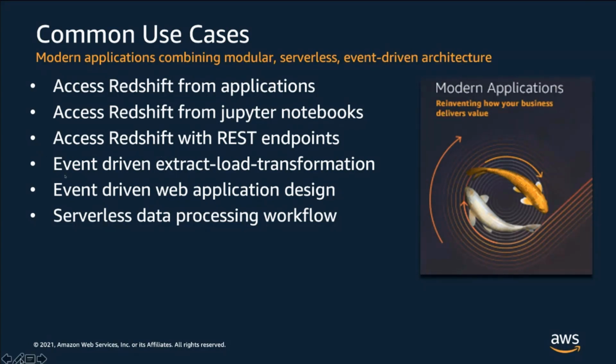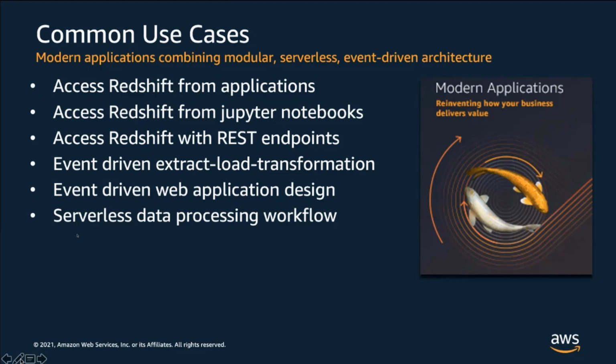Third one, popular with our developer community, is to access Redshift using REST methods like GET or POST APIs. The fourth one is getting popular with our data engineering community, which is to design an event-driven extract, load, transform, or ELT pipeline where external or internal events trigger your data pipeline, ensuring immediate delivery of data to the end users. The fifth one is designing event-driven web applications, especially if you'd like to avoid long-running database queries creating bottleneck for your application server.